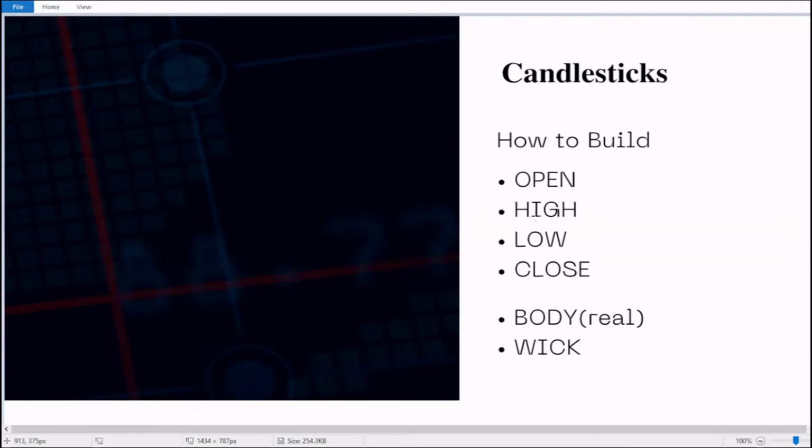Hello and welcome, traders. In this particular session, we are going to learn about candlesticks. We are going to see how to build a candlestick and how we interpret each of them. Without further ado, let's straight away get into it.